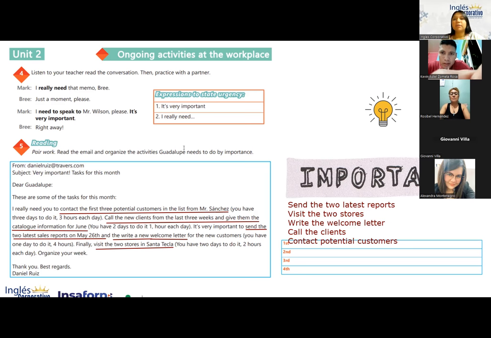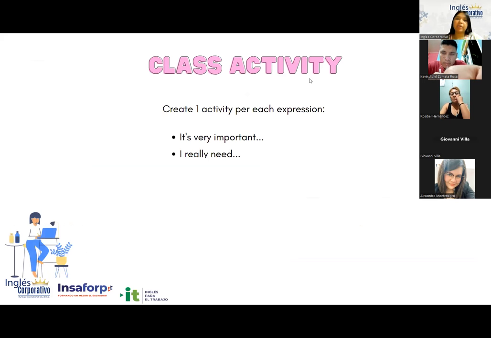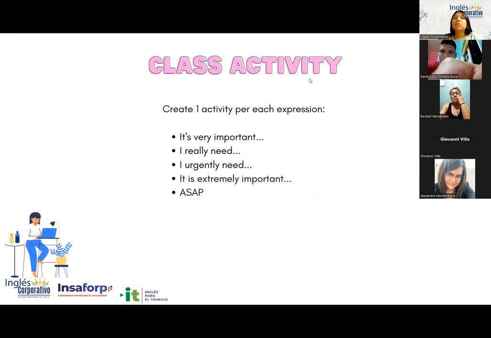Okay. So let's move, all right? Let's move. So now let's work on this, okay? So let's create one activity per each expression, okay? So tell me something that it's very important for you to complete. Algo que sea muy importante que usted debe de completar en su trabajo.